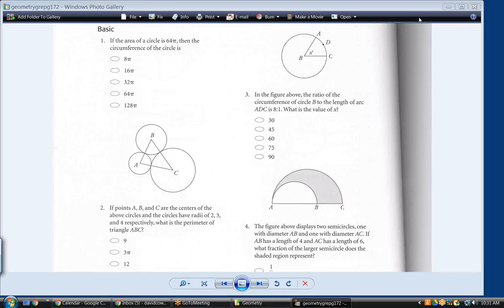Mm-hmm. Of what we've done. Yeah. So let's see.